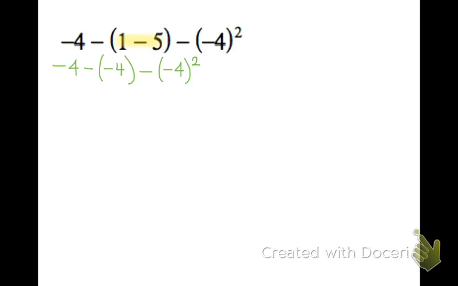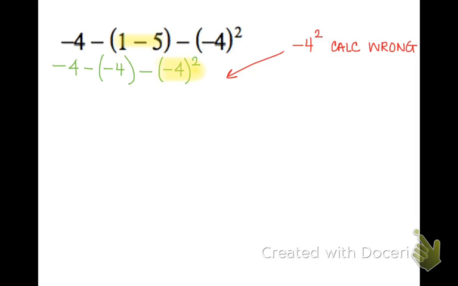Now I look for exponents, and I do have exponents right here. Now, this is super, super important if you're going to put exponents in your calculator. If you put negative 4 squared like this in your calculator, the calculator is going to give you the wrong answer. The calculator is not wrong. You told it the wrong thing to do.